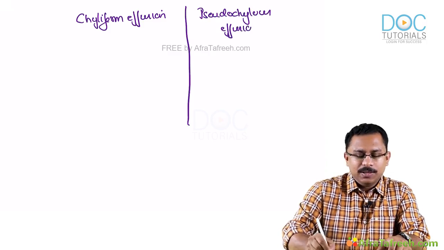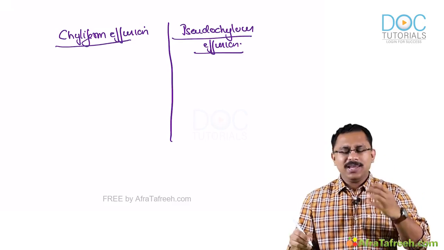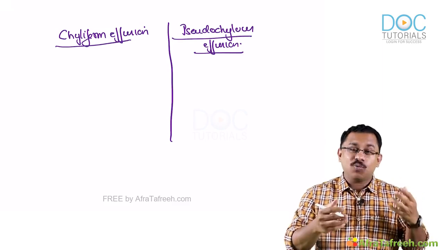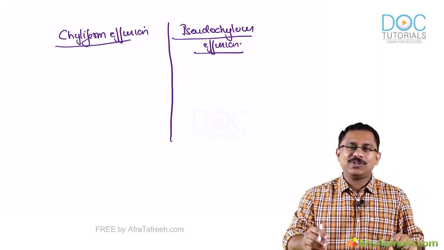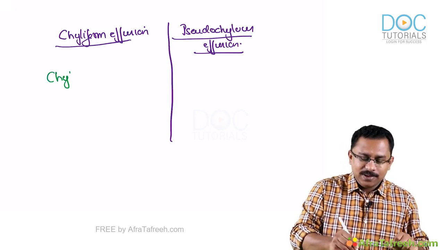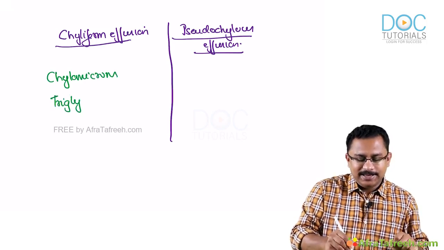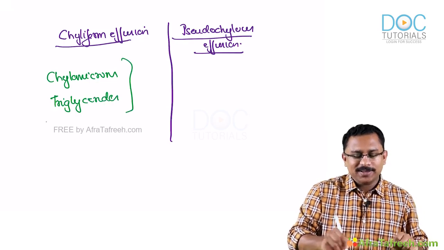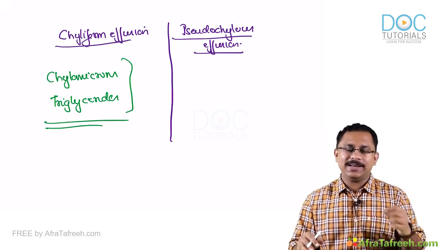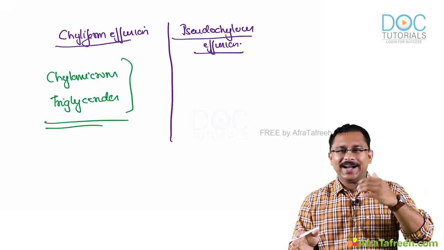Pseudochylous effusion. In chyliform effusion, or you can even call it a chylous effusion, the milky white color that you see is due to the chylomicrons and the triglycerides. That is what gives it the milky white color. A pseudochylous effusion would have a similar appearance, but the level of chylomicrons and triglycerides is not high.